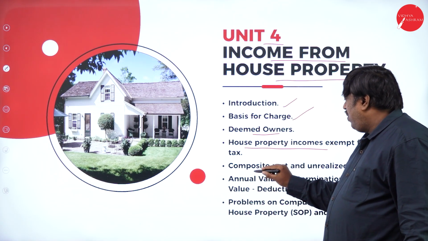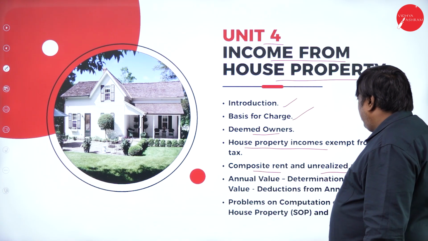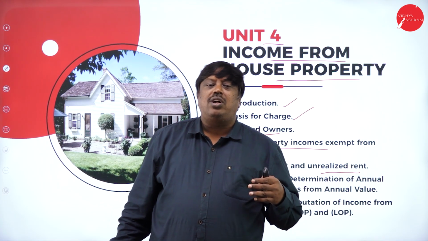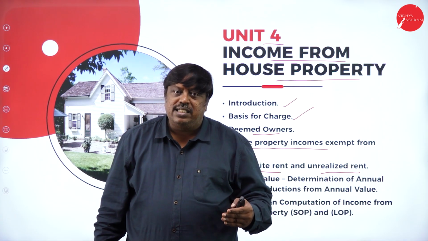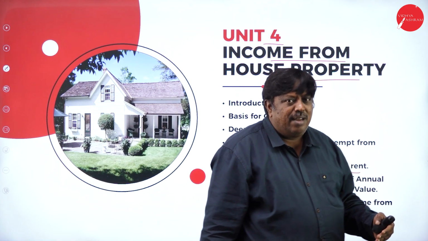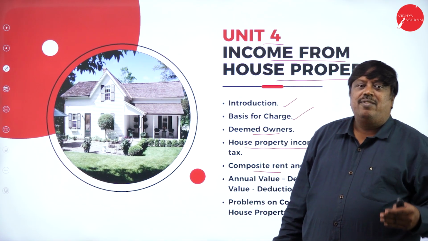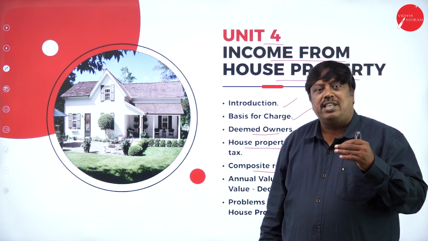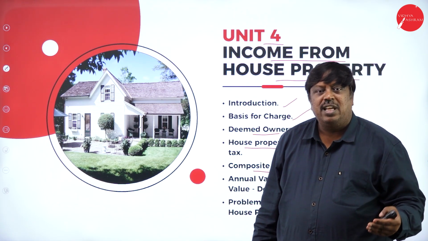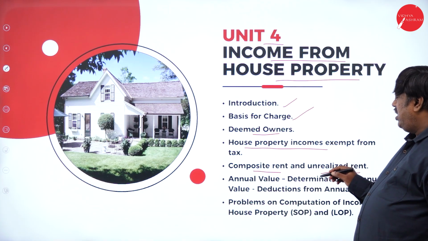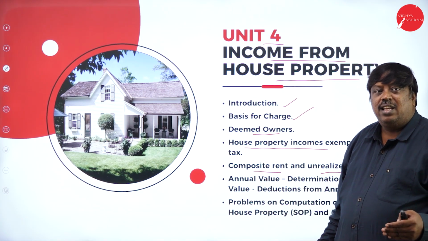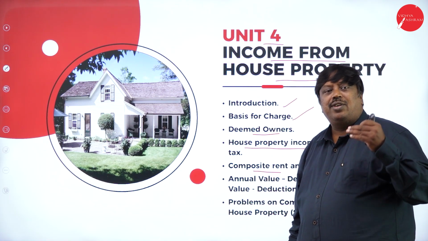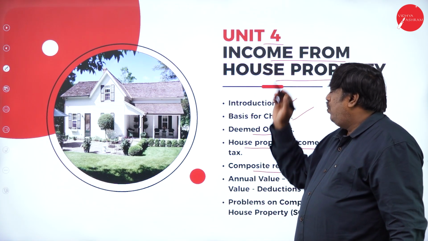And then we are going to have composite rent and unrealized rent. Unrealized rent is the rent which is not collected from the tenant for a certain number of months by the owner. When an owner has not received the rent from the tenant for a certain number of months, either 1 month or 2 months, that is called unrealized rent. And what is the procedure when unrealized rent arises in the problem, we are going to discuss in depth in unit 4.